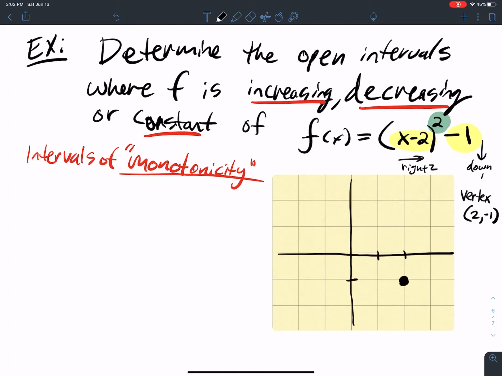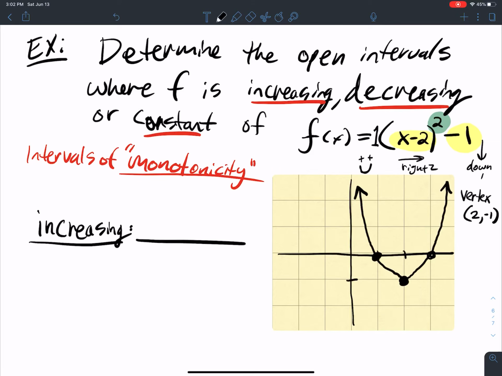Now, it's either going to open up like this or it's going to be sad like that. How do we tell? The coefficient in front, the a, is a positive 1. If we're positive, we're smiling, concave up. And so we look like this. Now, the question is, where are we increasing, where are we decreasing, what intervals? So increasing, decreasing, and constant.